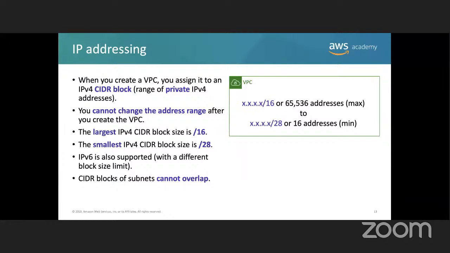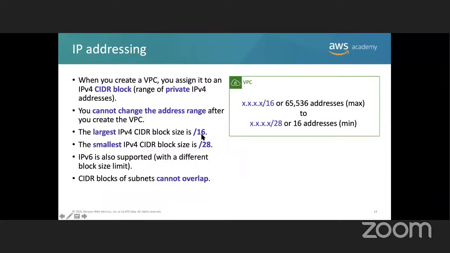You cannot change the address range after you create the VPC. Guys, make sure that when you're creating a VPC, you allocate enough IP addresses for future use. Because once you create the CIDR, the address range, you cannot change it. You will have to delete and recreate the VPC. Okay? Very important.